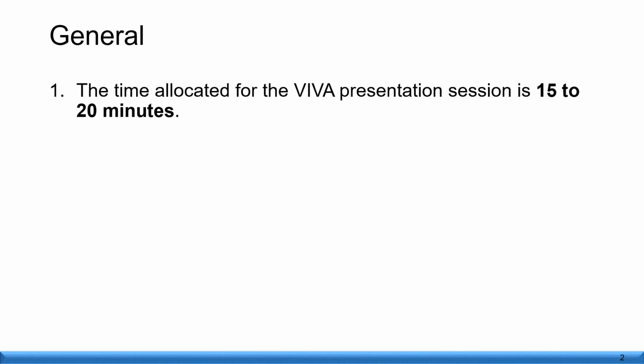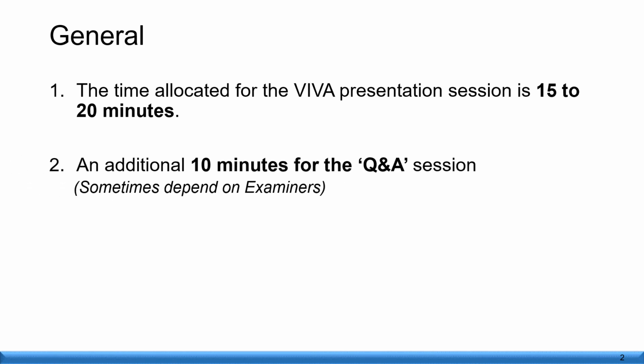The time allocated for the VIVA presentation section is 15 to 20 minutes. It depends on your university. And an additional 10 minutes for the Q&A section. Sometimes it depends on the examiner. If they have more questions, maybe it will be more than 10 minutes.